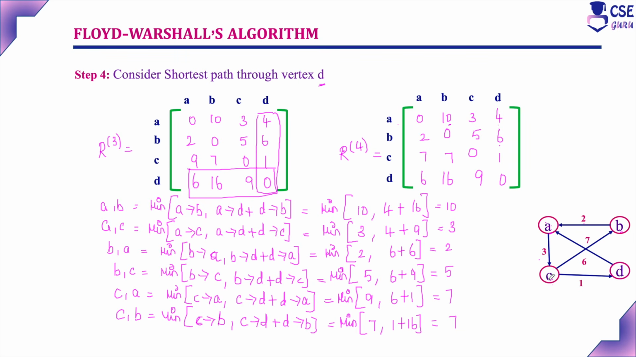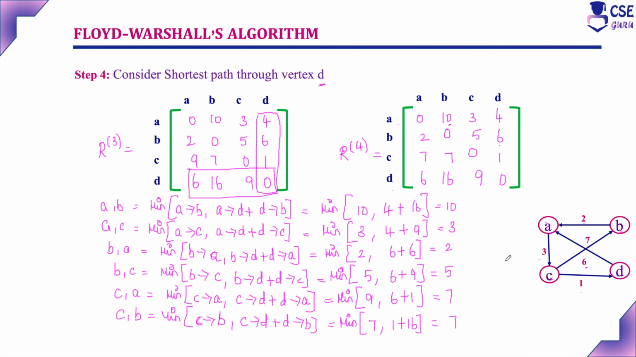Similarly, for vertex C, if you are considering C to A, there is no direct path. We need to consider either through D or through B. So C to A, C to B and B to A, it is 9. And C to D and D to A, it is 7. So this is the shortest path. So here we got 7 only. In C to B, it's a direct path, the distance is 7. And C to D, direct path, distance is 1. And D to A, there is a direct path, distance is 6.